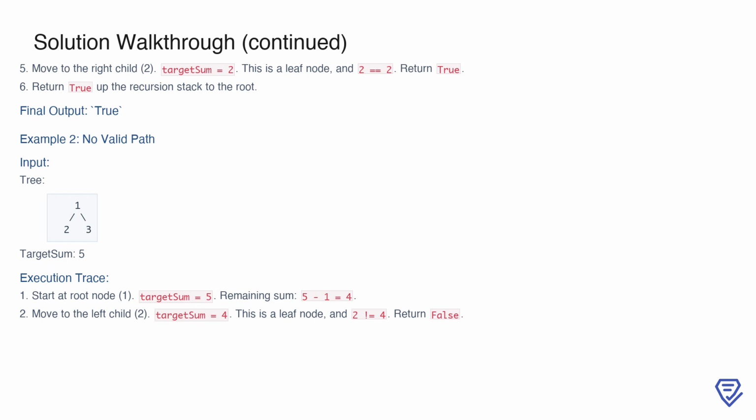Starting at the root node with a value of 1, we subtract 1 from the target sum, leaving 4. Moving to the left child node with a value of 2, we see that this is a leaf node, but its value does not match the remaining sum of 4. Therefore, we return false for this branch.